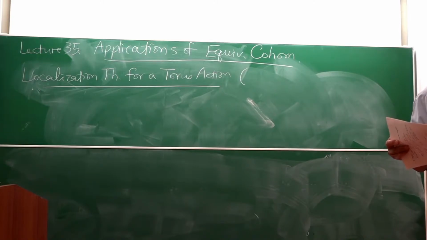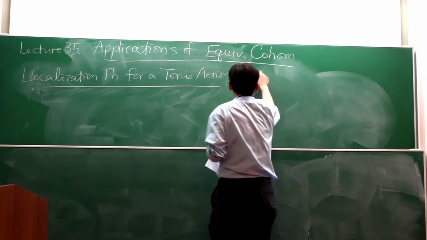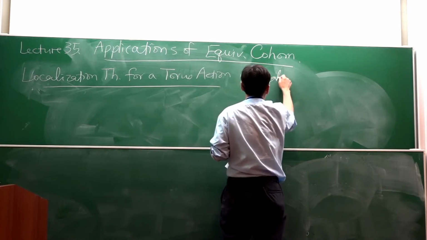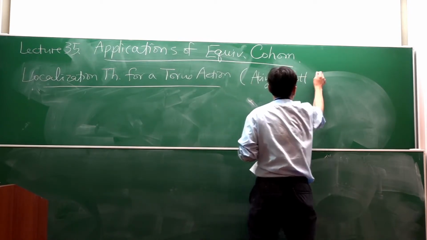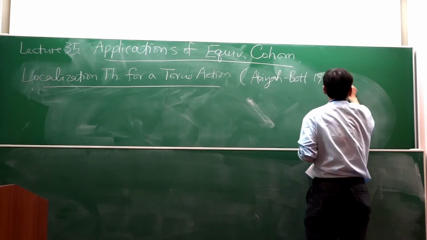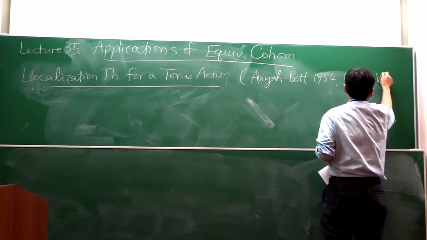For a non-compact group, it involves representations of non-compact groups. That's very different from representations of compact groups, and it involves a lot of analysis. For compact groups, it's more topology and algebra, but for non-compact groups, it becomes analysis. So for a torus, this is the theorem of Atiyah-Bott and Berline-Vergne.